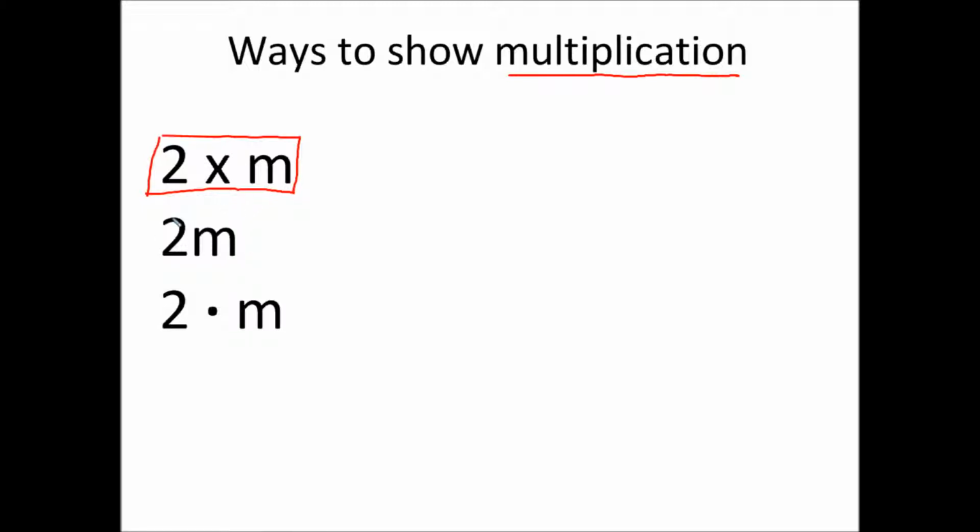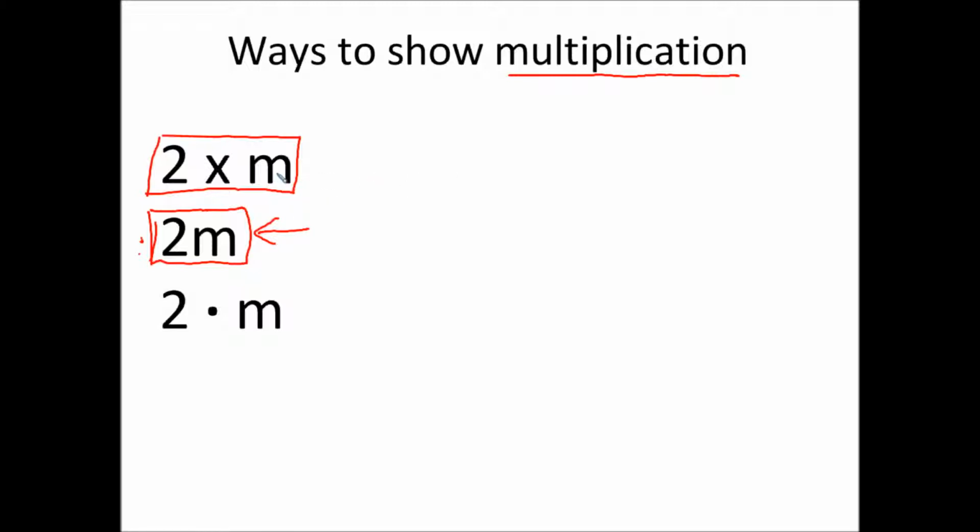Well, I want to introduce you to a couple other ways of doing it because you're going to see it this way, and I don't want anyone to get confused. This is another way of showing 2 times m. If you have a letter and a number next to each other, that means that you're multiplying those two together. That is shorthand for that. In fact, this is what is mainly used in algebra, not this. This is very compact. It takes up less room.